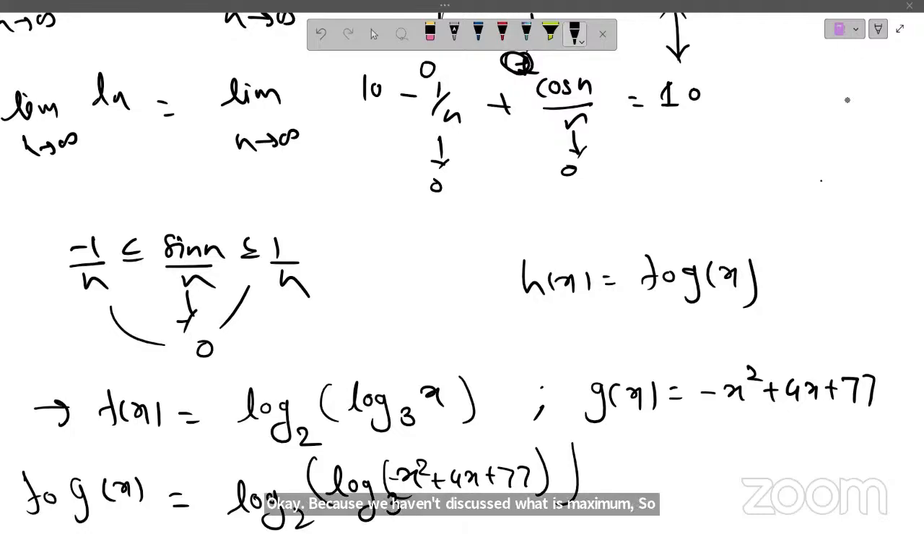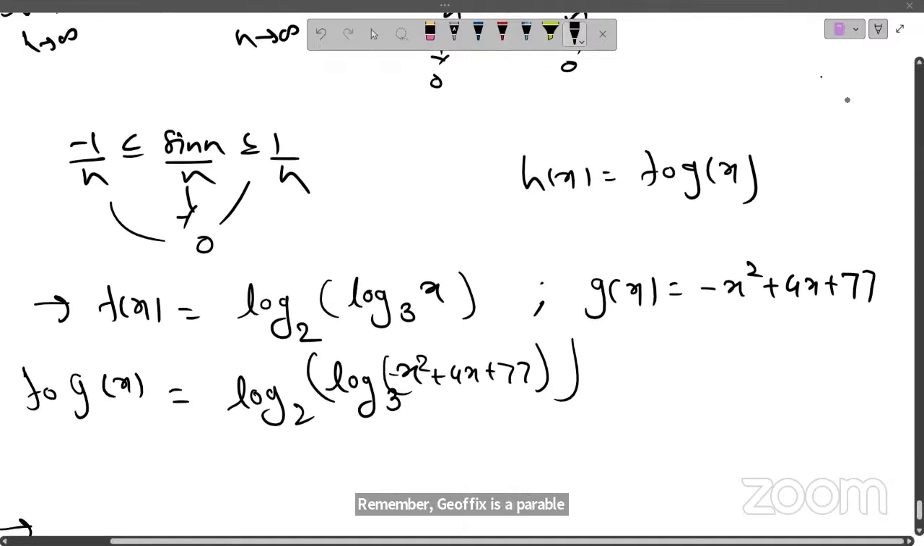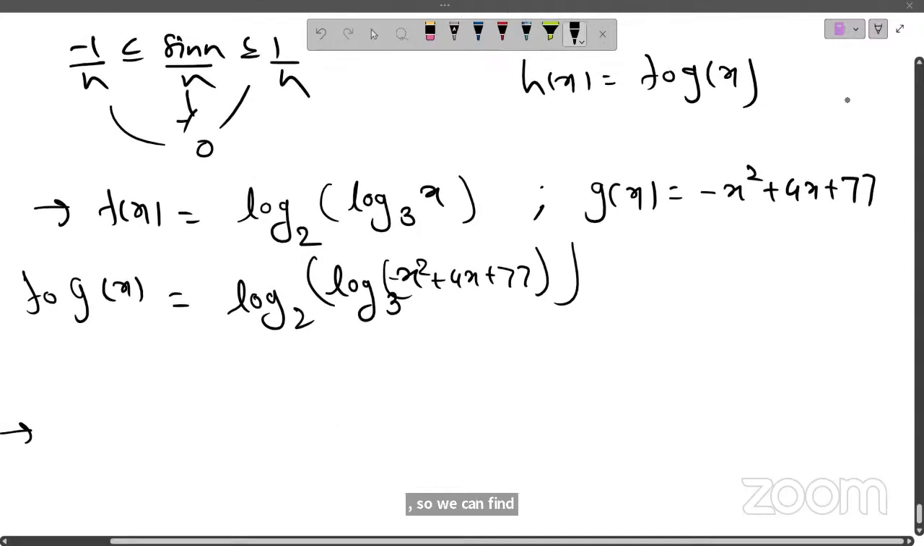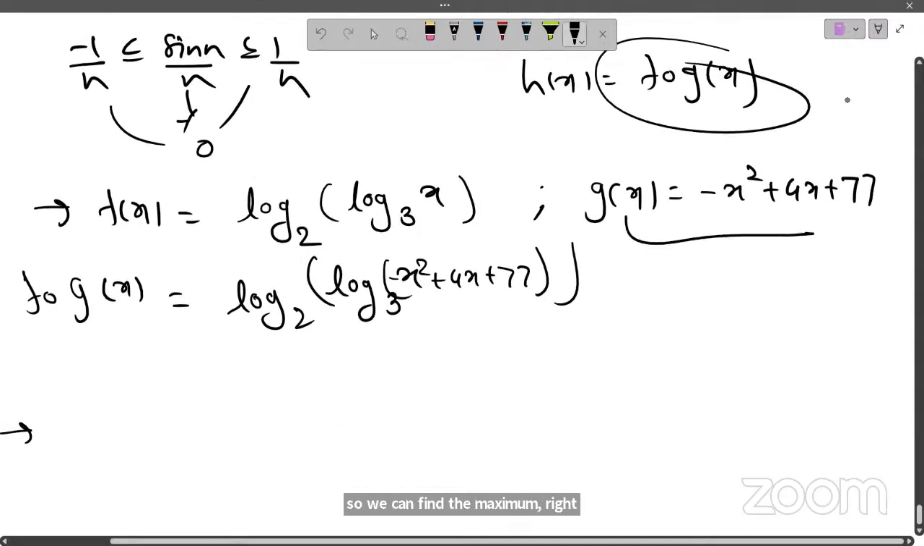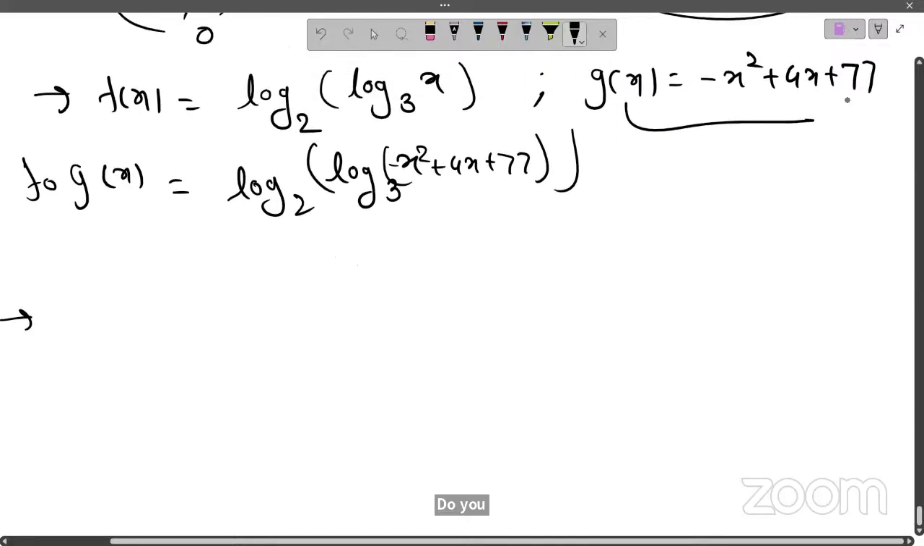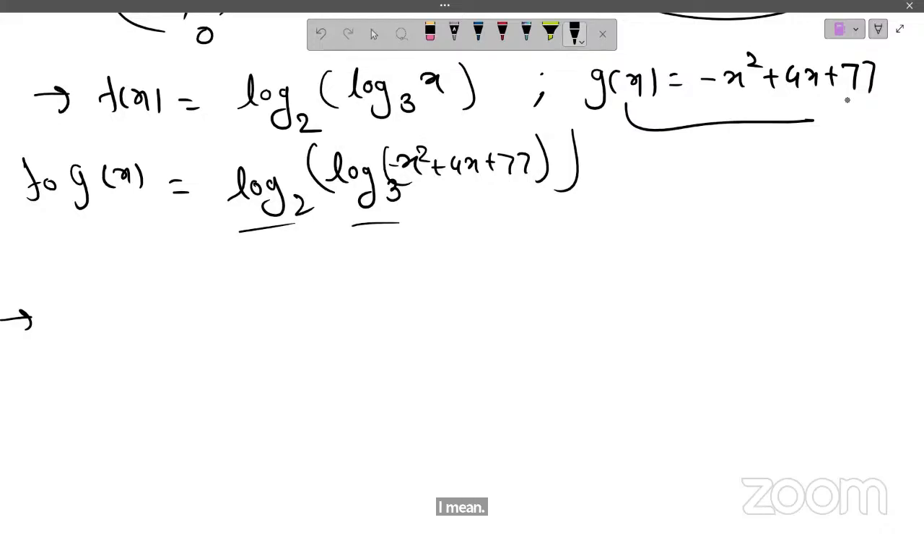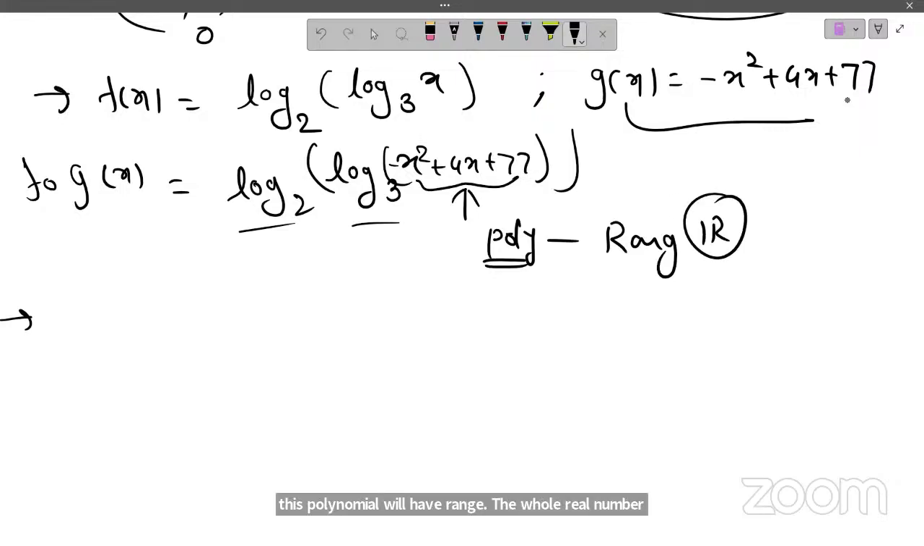Ma'am, but g of x is a parabola, no? So we can find the maximum, right? G of x, yeah, correct. But what about f composite g? It is defined by the log of something, right? And the log base, then it will go, because this is polynomial, right? So this polynomial will have range, the whole real number, right? No, again, it's a parabola, right?